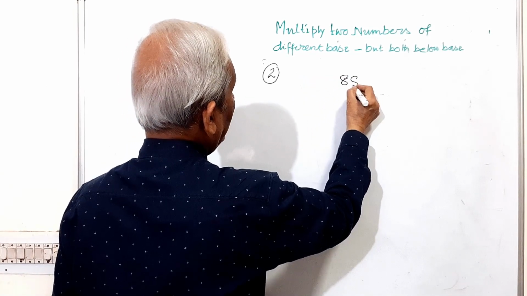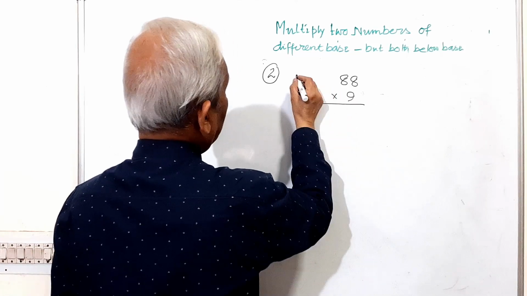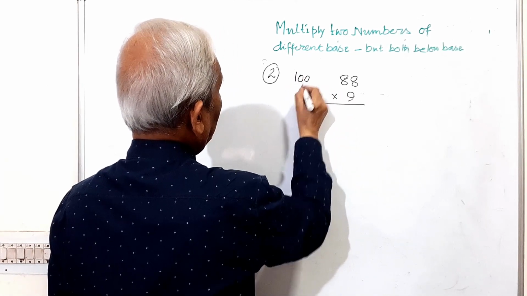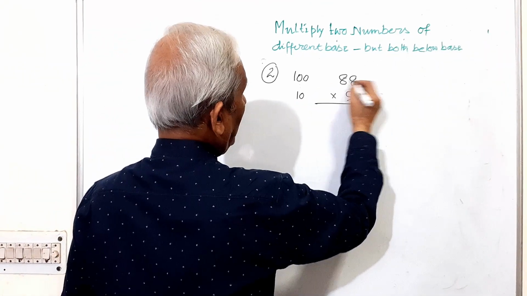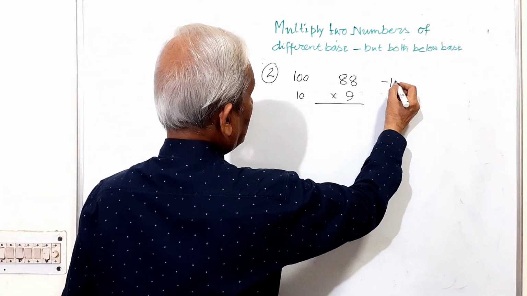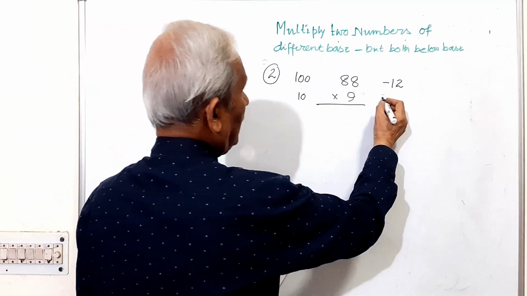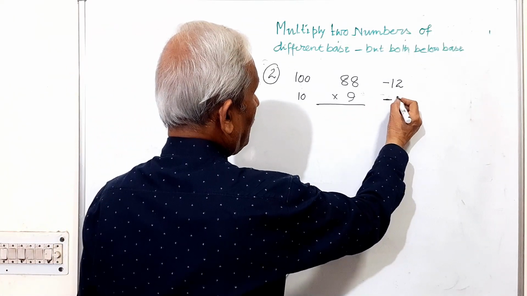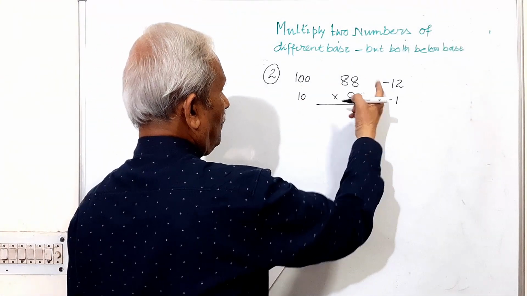88 into 9. Here the base is 100. Here the base is 10. 88 minus 100 is minus 12. 9 minus 10 is minus 1. Right? 9 minus 10 is minus 1. 88 minus 100 is minus 12.